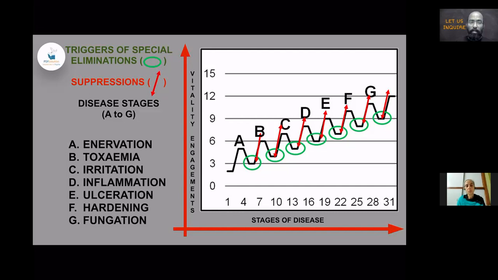progression of different stages of disease when it is subject to suppression. So try and focus on understanding this particular graph.